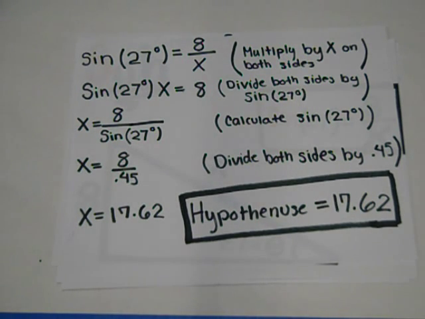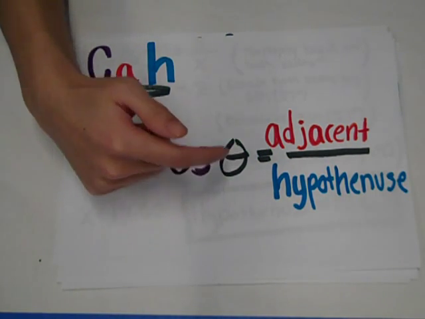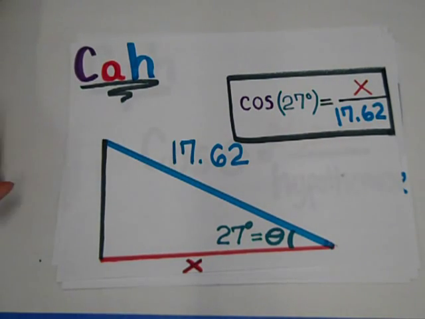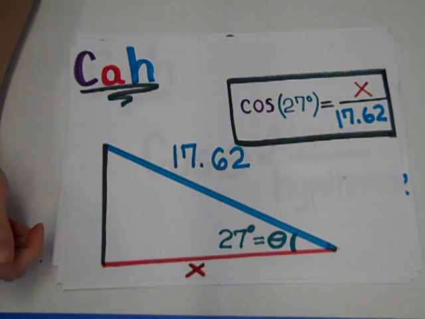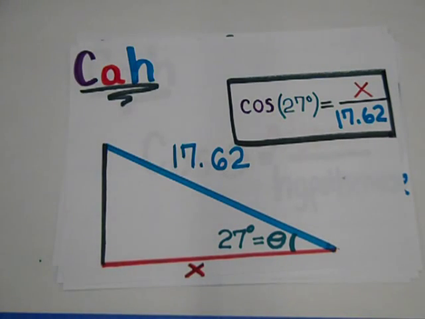Now, we will talk about the CA part of SOHCAHTOA. CA is cosine of theta equals adjacent over hypotenuse. We can see in this problem theta is equal to 27 degrees and the hypotenuse is 17.62. Now the unknown, or the adjacent side in the problem, is given the variable x.